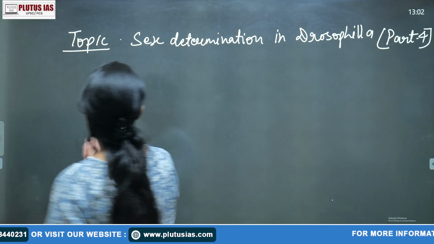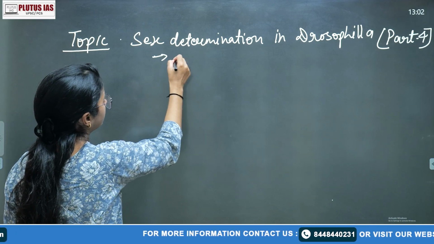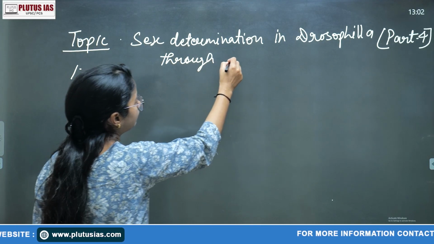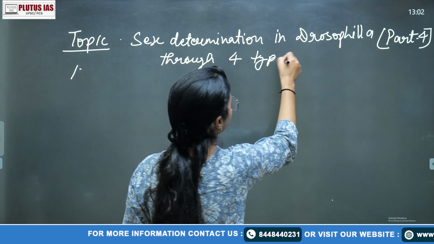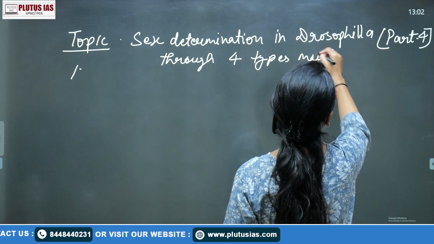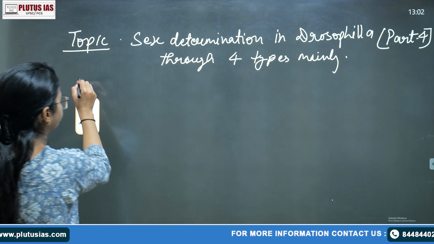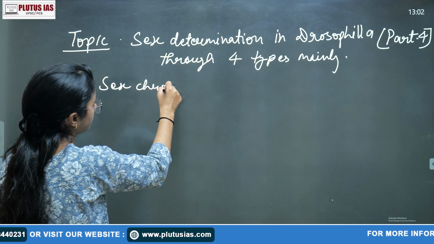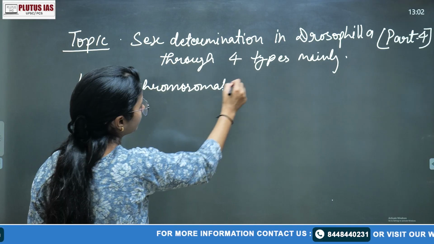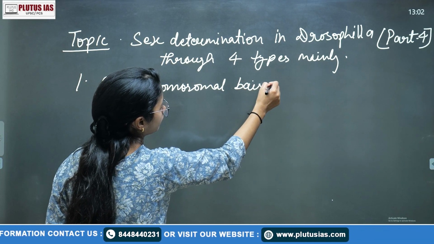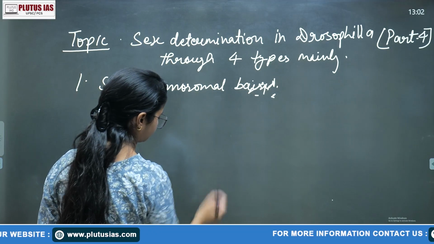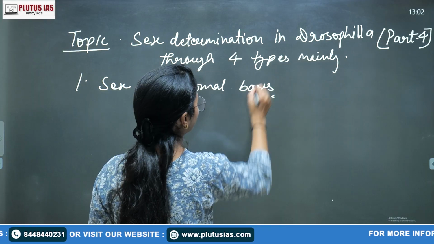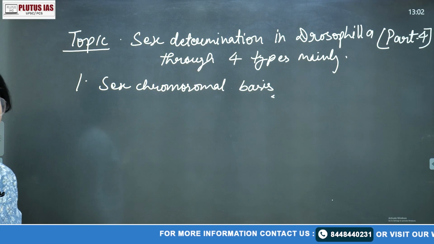In those parts, what are the major four types? The first is the sex chromosomal basis. For a quick revision, we have already talked about the X or Y chromosome, ZZ, ZW, and so on.